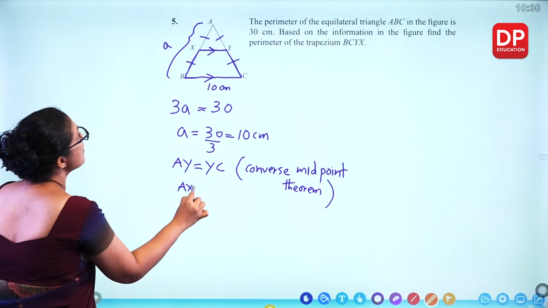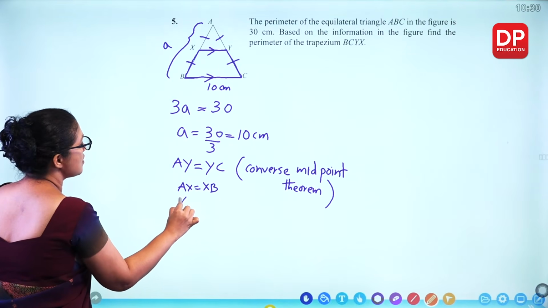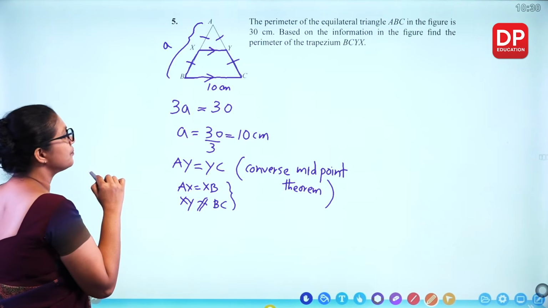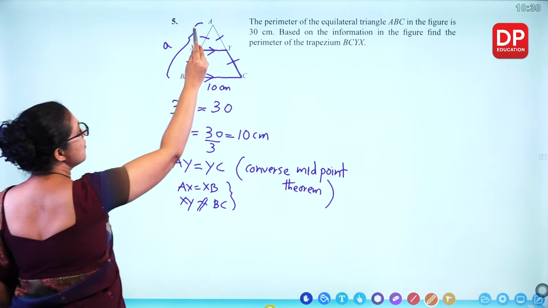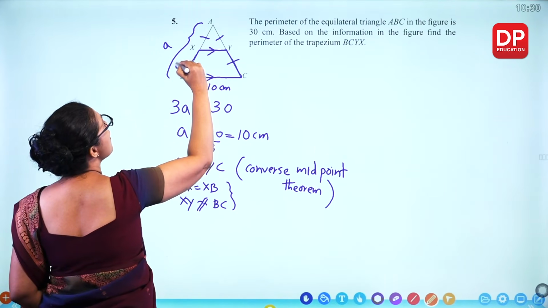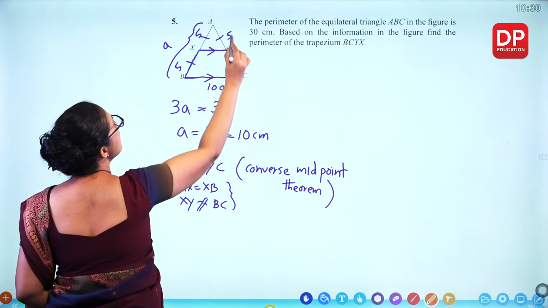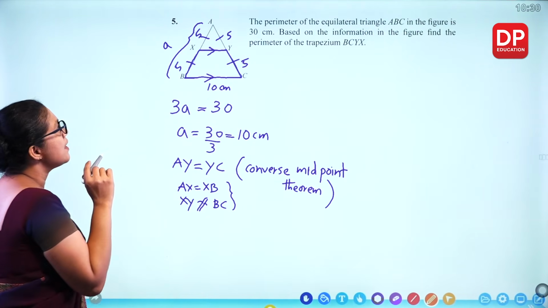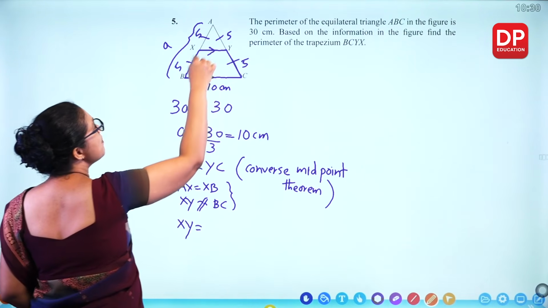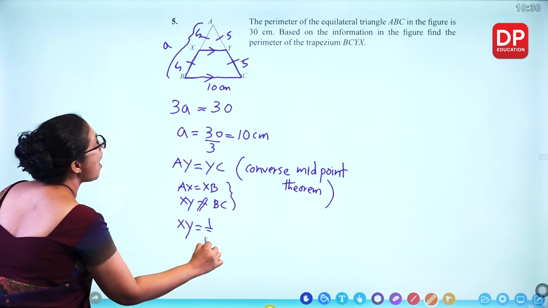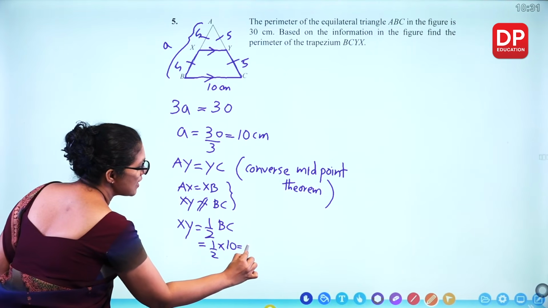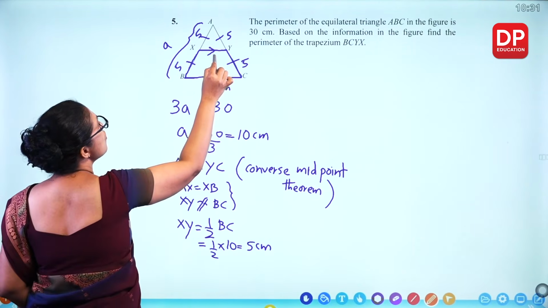Because AX is equal to XB and XY is parallel to BC. Now we know this side is 10. So half of that, this is 5, this is 5, this is 5 and this is 5. Then what about XY? According to the midpoint theorem, XY is half of BC. Again, half of 10 is 5 centimeters. So, we know this is also 5.